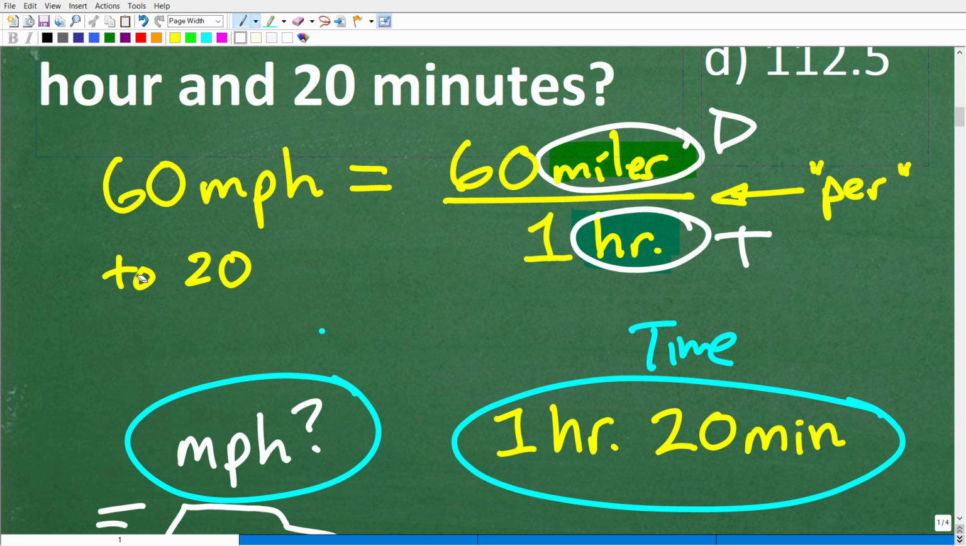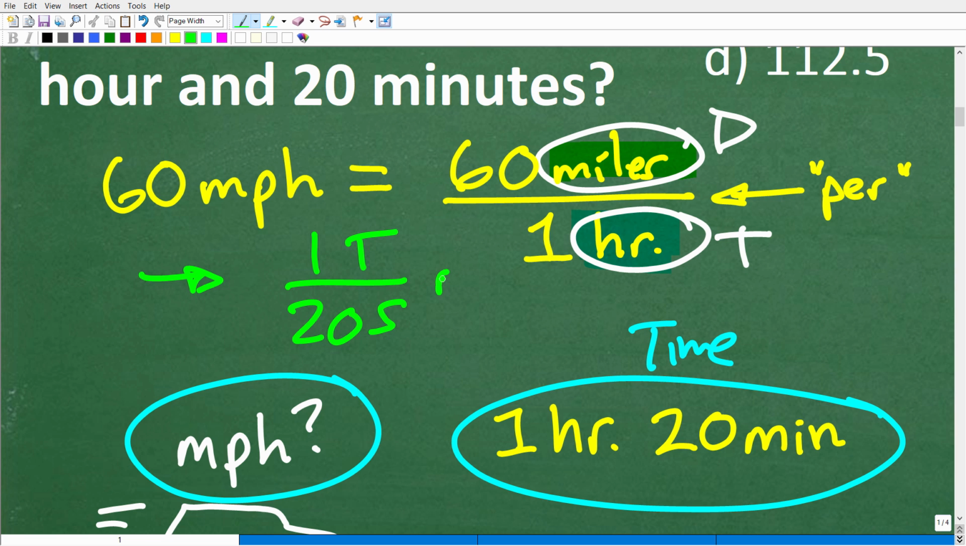Now, if you have a fraction where the numerator and denominator are the same units of measure, for example, one teacher to 20 students, this is a ratio, and you'll know that it's a ratio because you're using the word "to". So one teacher to 20 students.